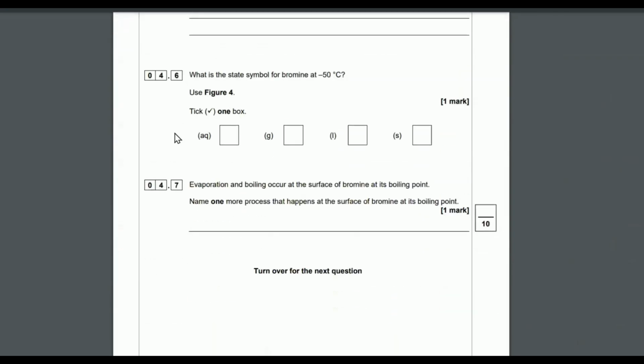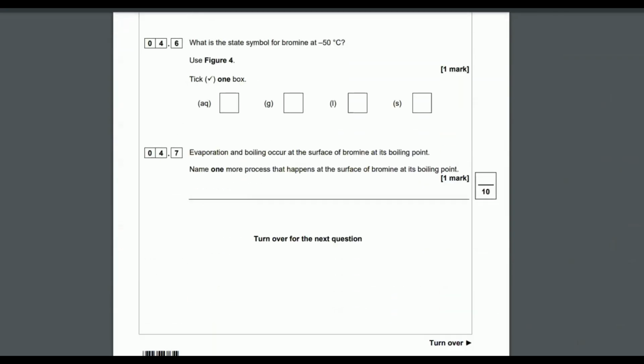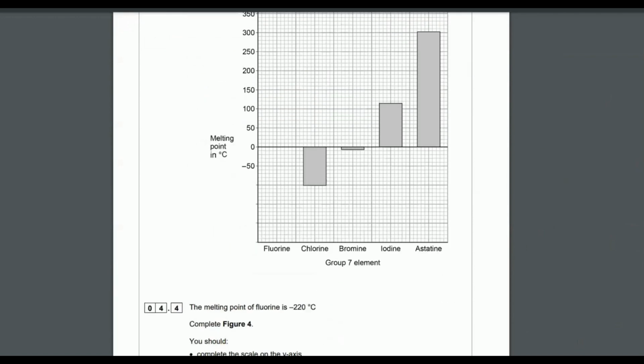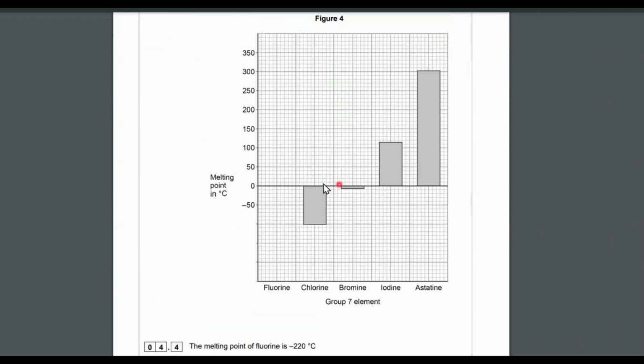Okay, let's have a little look at 4.6. What is the state symbol for bromine at minus 50? Is it aqueous, gas, liquid, or solid? So what we have to do is come up here, and this is really testing you. Do you understand what melting point means? So if this is the melting point of bromine, when does it become liquid? Melting point's when you become a liquid.